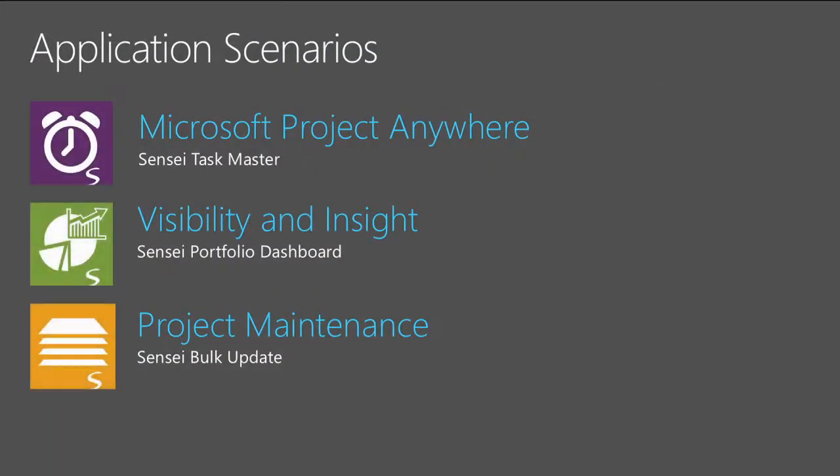So I want to talk about some of the application scenarios that we've identified to add some of that value to our customers. If you had a chance to see the vision and roadmap session, you may have seen our Sensei Taskmaster, and that addresses an application scenario that I call Microsoft Project Anywhere, where it takes functionality that is available in Project Online and makes that available on other devices, such as, in this case, your phone devices, so your iPhone, Android, or Windows Phone 8.